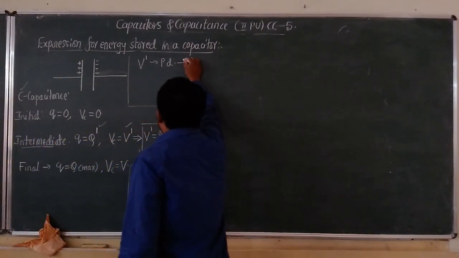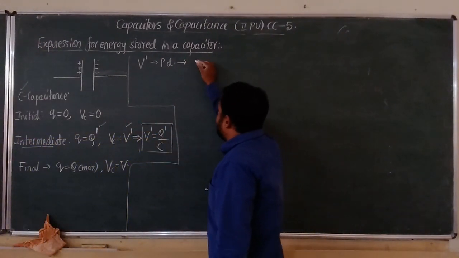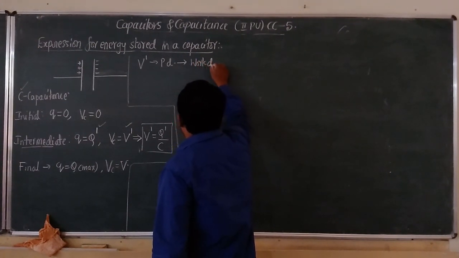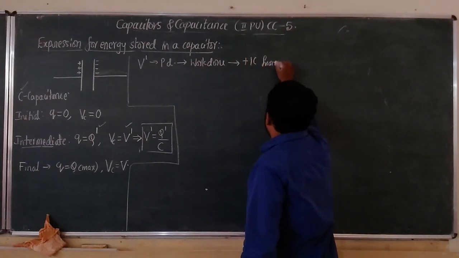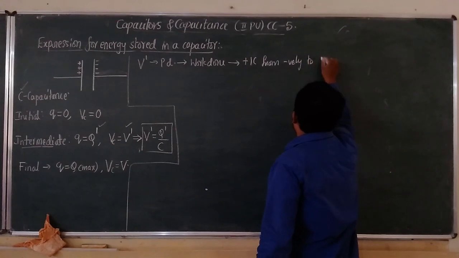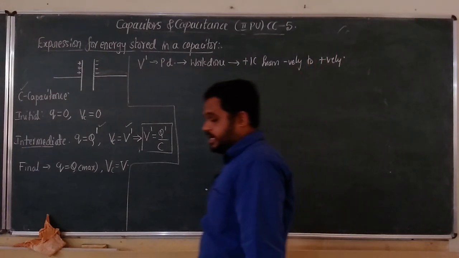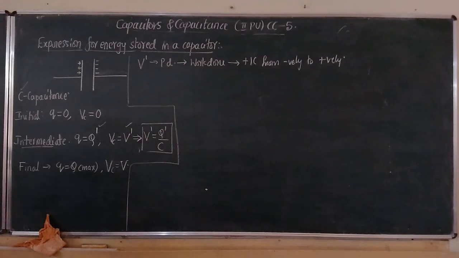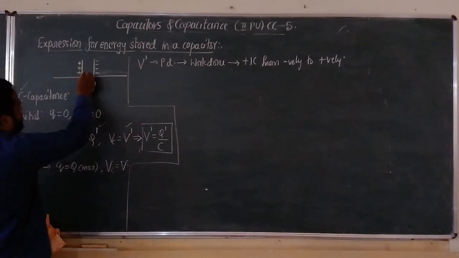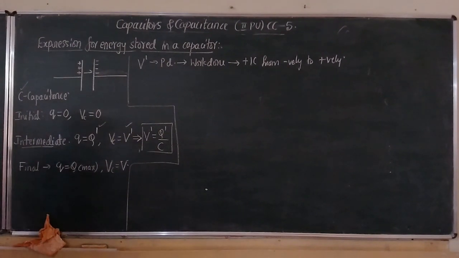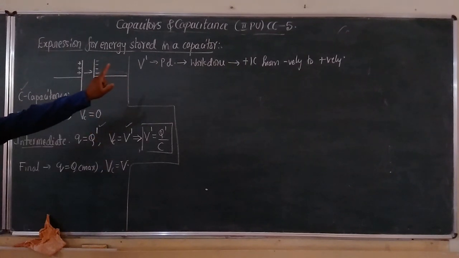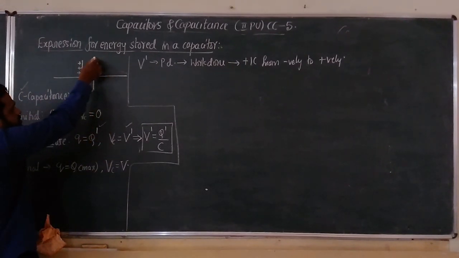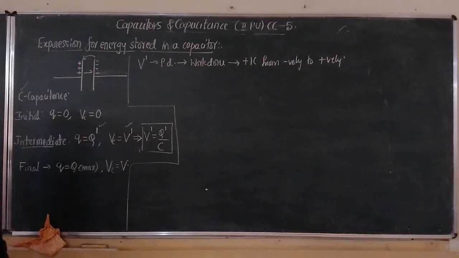Now the potential difference across the capacitor is defined as the amount of work done in shifting a unit positive charge from the negatively charged plate to the positively charged plate against the electric field. See here, the electric field is directed like this, positive to negative. Okay, the potential difference between the plates of the capacitor at any instant of time is defined as the amount of work done in shifting a unit positive charge from the negatively charged plate to the positively charged plate.